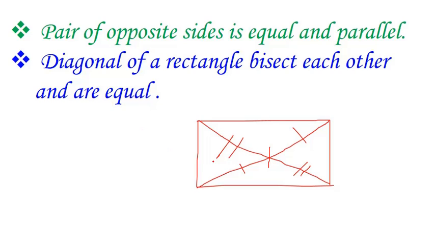For this we take the help of the triangles, this one and this one. Both are congruent. In that case we prove this one equal to this one and this one equal to this one. So this one and this one, vertically opposite angles, will be equal, and this one and this one will be equal. So the diagonals of a rectangle bisect each other and are equal.